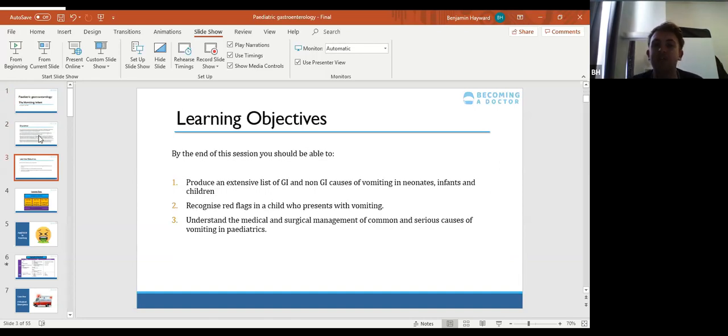By the end of the session, we're going to aim to, firstly, be able to produce an extensive list of GI and non-GI causes of vomiting in a neonate, an infant, and a child. We're then going to be able to recognize red flags in a child who presents with vomiting, and then we're going to understand the medical and the surgical management of some of these common and serious conditions.